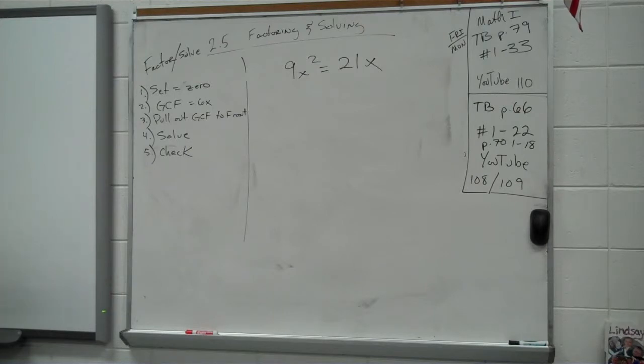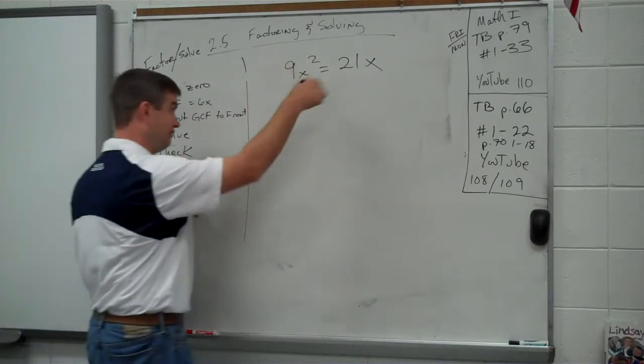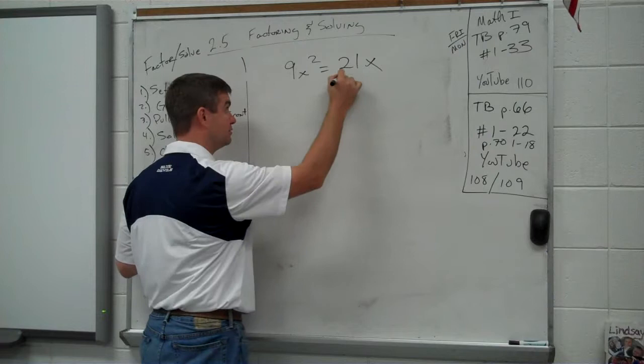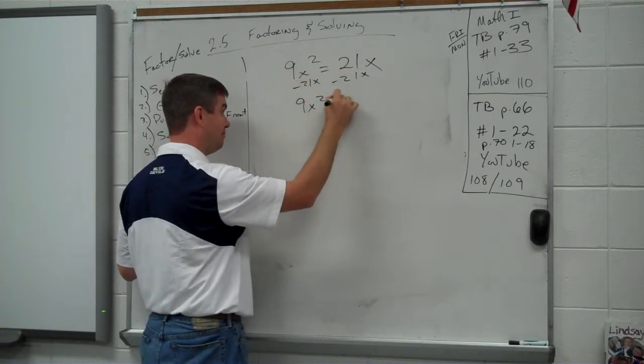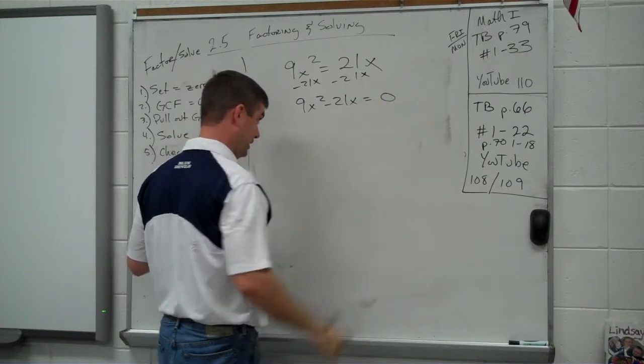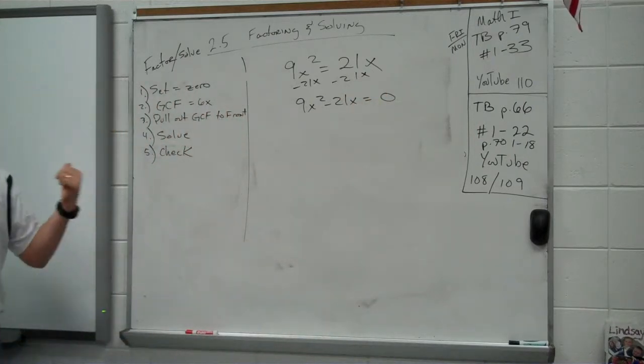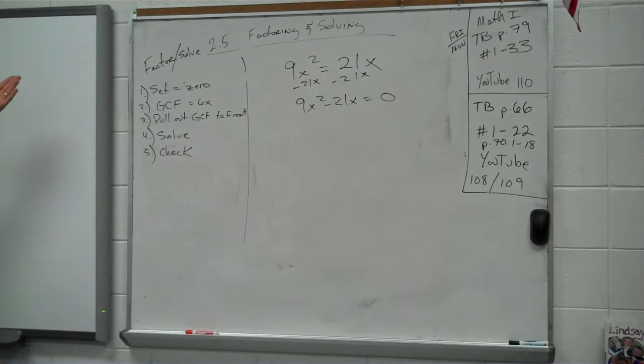In this case, x squared is positive over there on the left-hand side, the 9x squared. So given the choice of which one to move, which one do you think you ought to move? 21x. 21x over. How do I move it over if it's positive right now? Subtract. Subtract 21x from both sides. 9x squared minus 21x is equal to 0. Great. Step number 2. Greatest common factor.